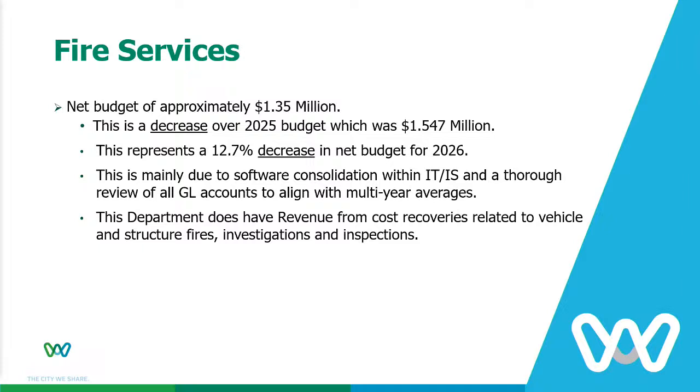There's a net budget of approximately 1.35 million. This is a decrease over the current budget year, which had a budget of 1.5 million. This represents a 12.7% decrease for 2026. This is mainly due to software consolidation within ITIS and a thorough review of all GL accounts within fire services to align with multi-year averages, where fire department and finance went through and looked for possible savings. This department does have revenue from cost recoveries related to vehicle and structure fires, as well as incidents and inspections. Any questions within fire services? Questions?